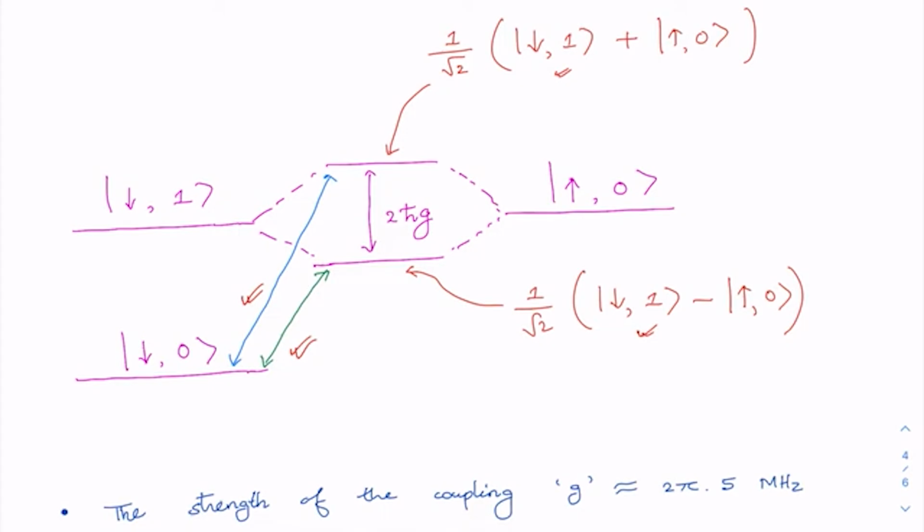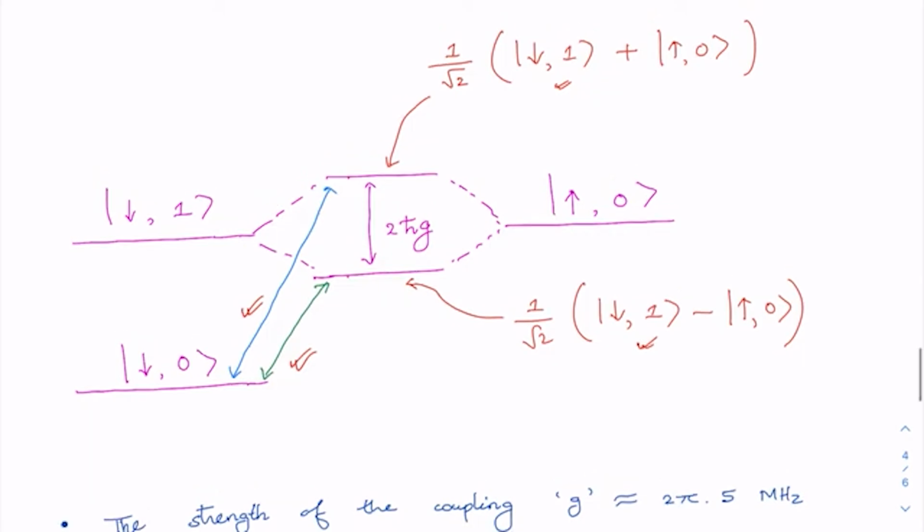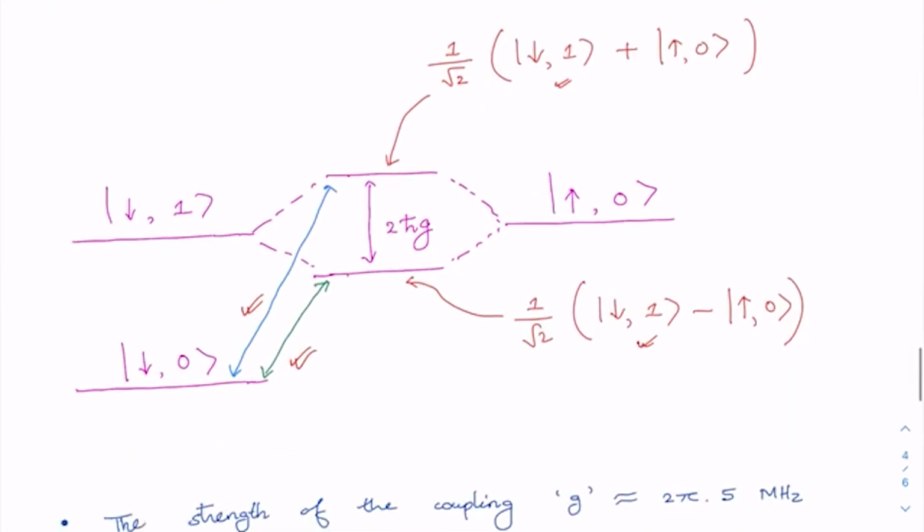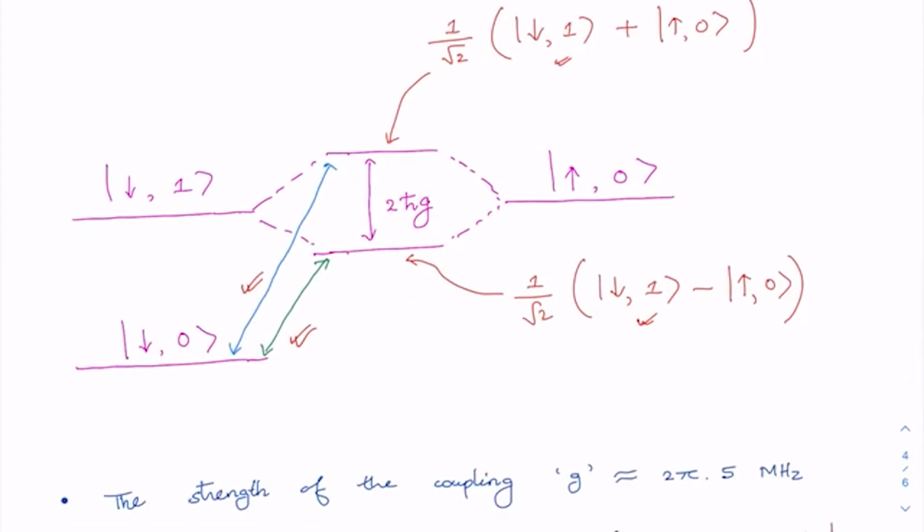If you look at these two transitions, they are separated by frequency 2g, and that is the origin of the peaks. The difference in the peaks by frequency is 2g, and that is clearly explainable in terms of this level diagram.